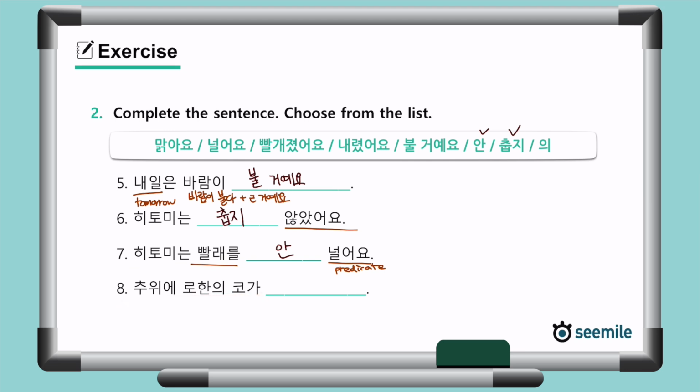Number 8. 추위에 로한의 코가. You are going to learn about the usage of 에 in the next class, but still you can assume what it means, can't you? Yes, that something happened to Rohan's nose due to the cold weather, and if you think about it, our noses usually turn red when it's cold, right? So 빨개졌어요 would be the answer. 추위에 로한의 코가 빨개졌어요. Good job!